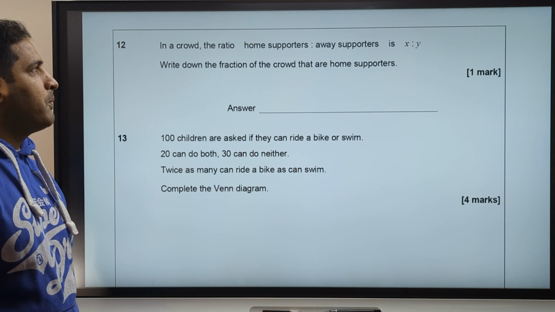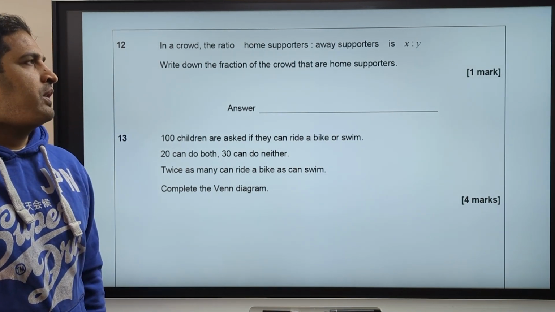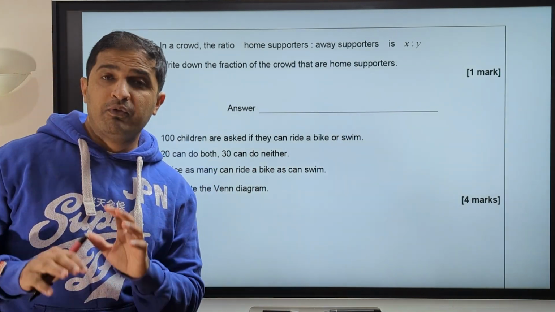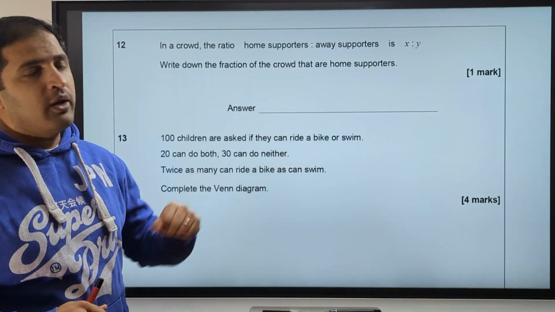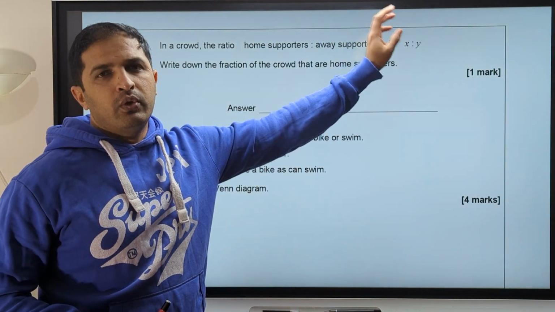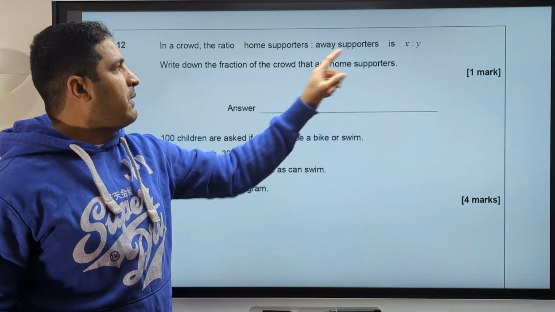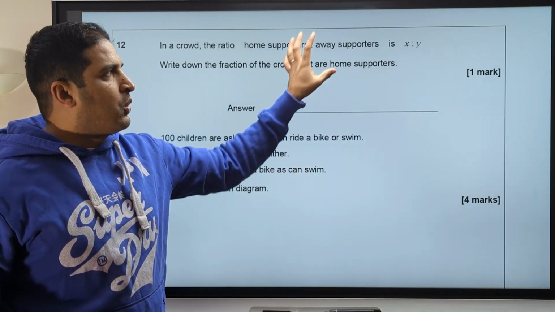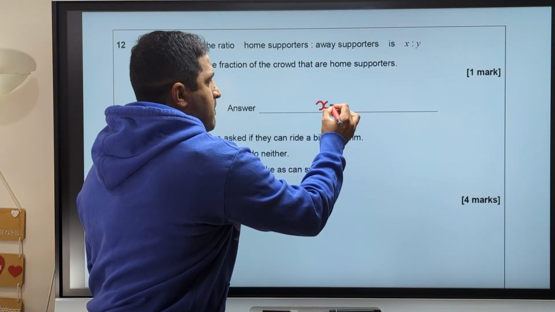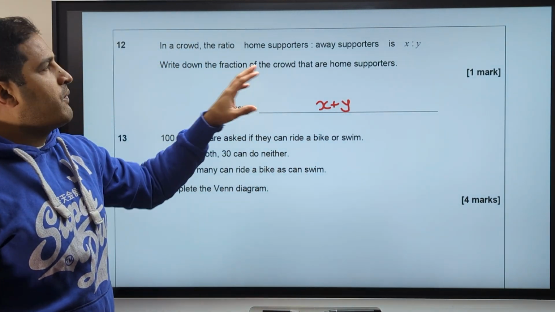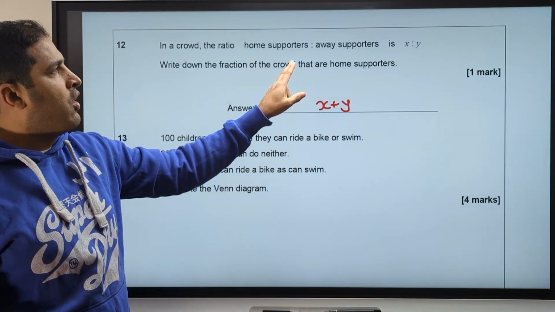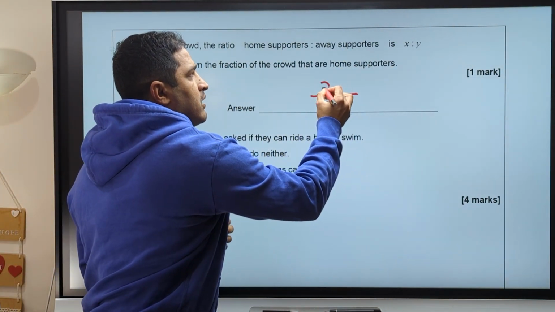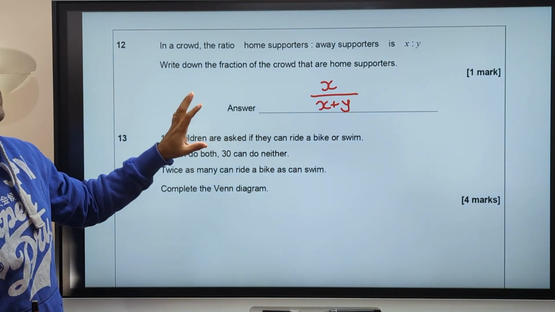In a crowd, the ratio between the home supporter and away supporter is x to y. Think about a number. If you don't feel comfortable with the letters, think of a number. X to y, or 1 to 2, or 3 to 4, doesn't matter. If I wanted to write down the fraction of the crowd that are home supporter compared to the whole thing, the whole thing is x plus y. So what fraction of x plus y are the home supporter? So x are the home supporter out of x plus y. That's it. That's all you needed to do.